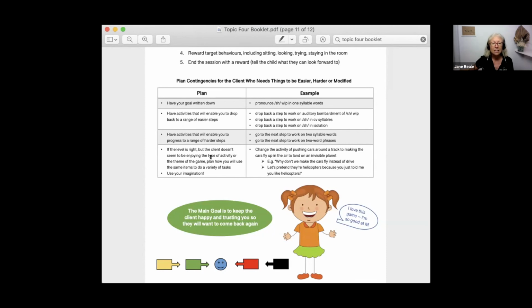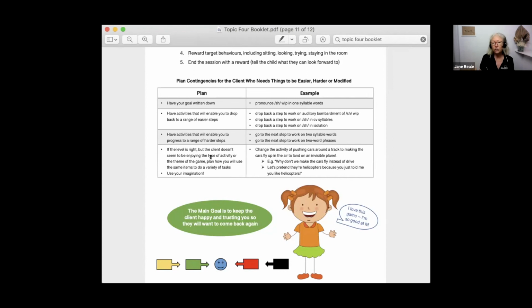And then finally, you might need to plan if the level is right. So you're going to stay on sh word initial position in 1-syllable words, but the client doesn't like the game. Maybe you picked a game about shoes and they're like, oh, this is boring. I don't want to do shoes. And you might be, okay, let's do sheep. So you might have a backup plan of something you'll do with sheep or something you'll do with a ship.